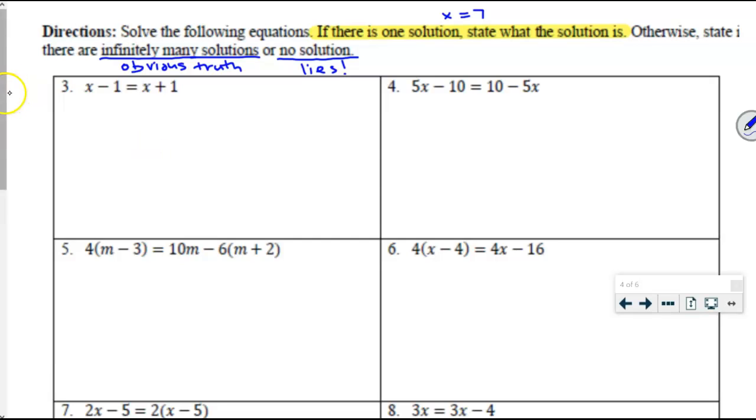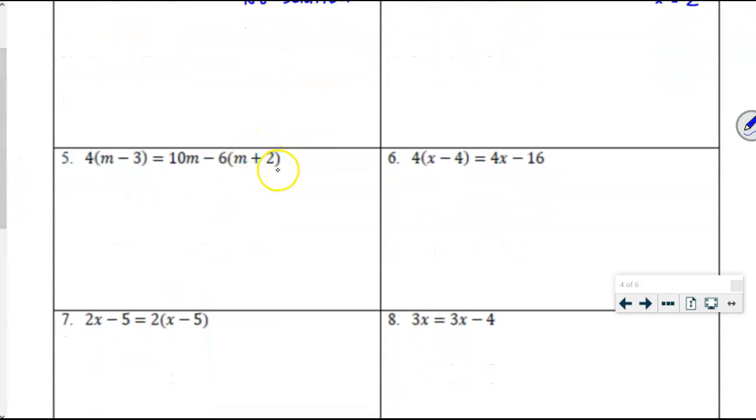Okay, only continue on in the recording if you're ready to see the answers. I'm going to show the answers and then I'll go over them. Number 3 was no solution. Number 4, I got some of you on this. Number 4 is x equals 2. Number 5 is infinite. And number 6 is infinite solutions.